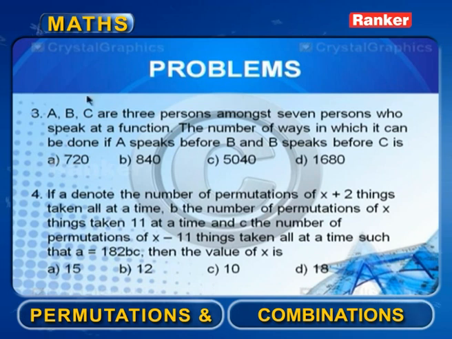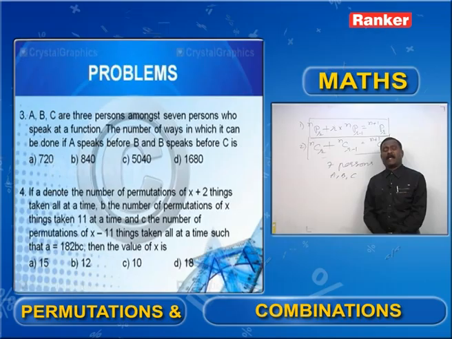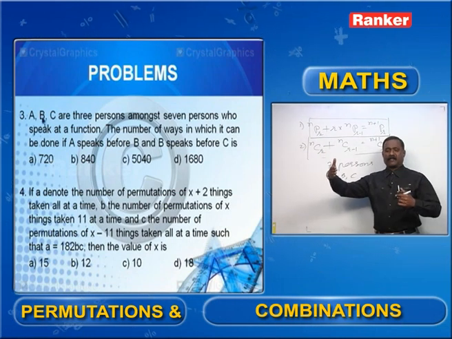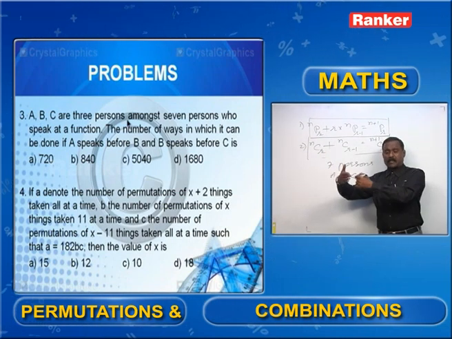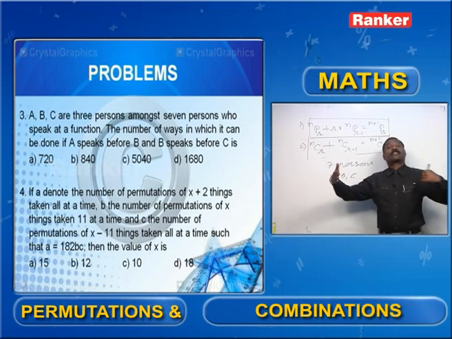Third problem. A, B, C are 3 persons among 7 persons who speak at a function. The number of ways in which it can be done if A speaks before B and B speaks before C. What does it mean? A speaks before B, it need not be immediate. B speaks before C, it need not be immediate. It may be placed anywhere. First A speaks, then only B speaks. B may be anywhere, but A must speak first, and after that B speaks, and after that C speaks.